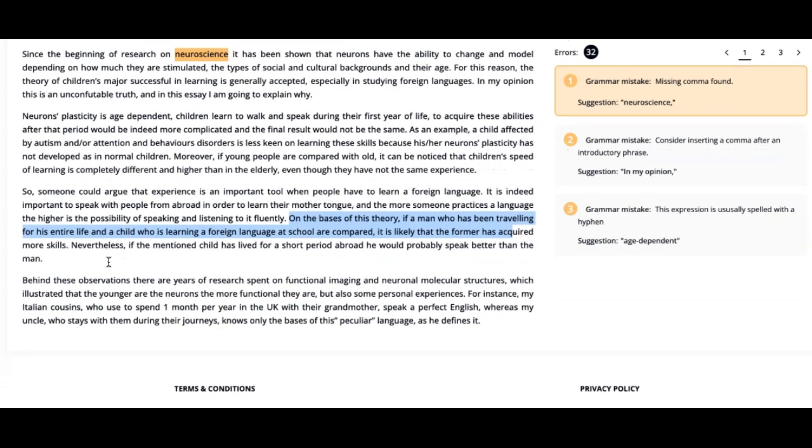Behind these observations, there are years of research spent in functional imaging on neuromolecular structures, which illustrated that the younger the neurons are, the more functional they are. But also some personal experiences. For instance, my Italian, okay, so we can't really give examples like this about my Italian cousins. Write the word one instead of using the number one.